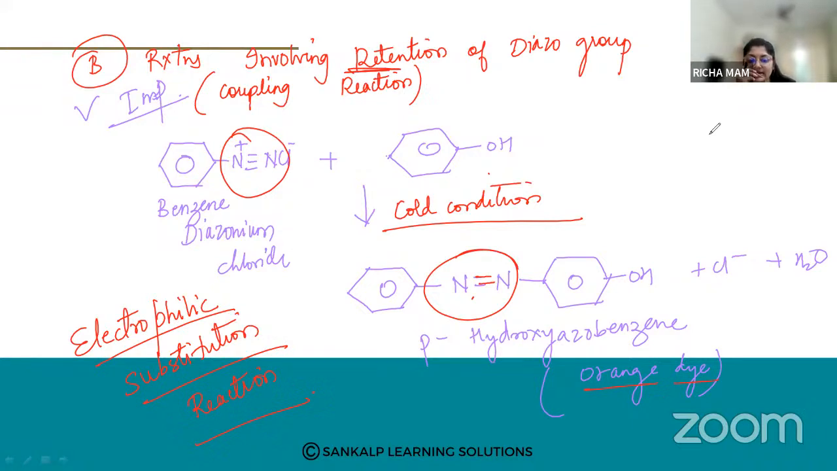So we have taken benzene diazonium chloride and we have taken phenol. In cold condition, it forms a bright orange compound or azo dye, which is an orange dye. This reaction is called a coupling reaction, and this is an electrophilic substitution reaction. Very important, write it down. So this is with phenol.